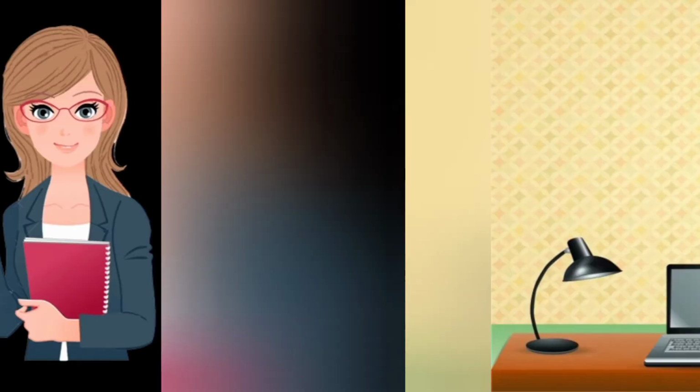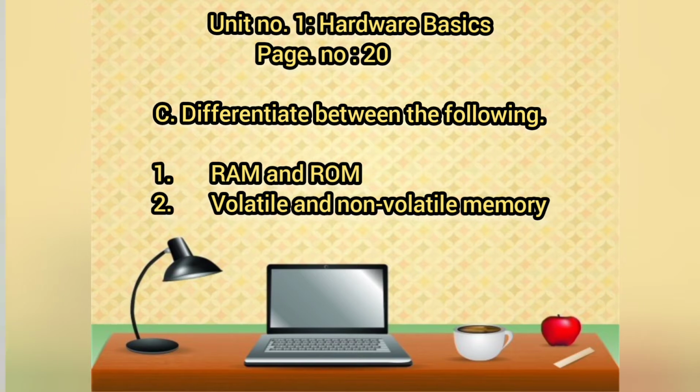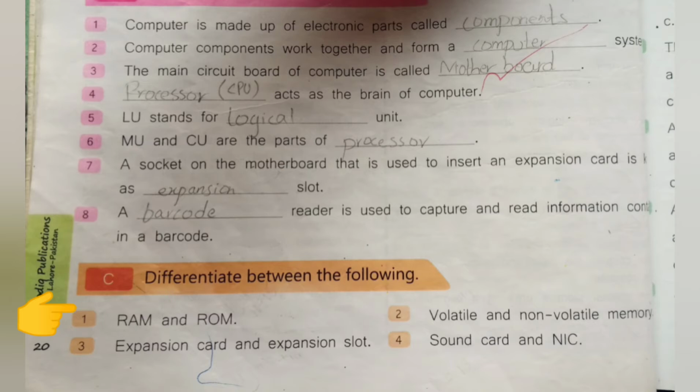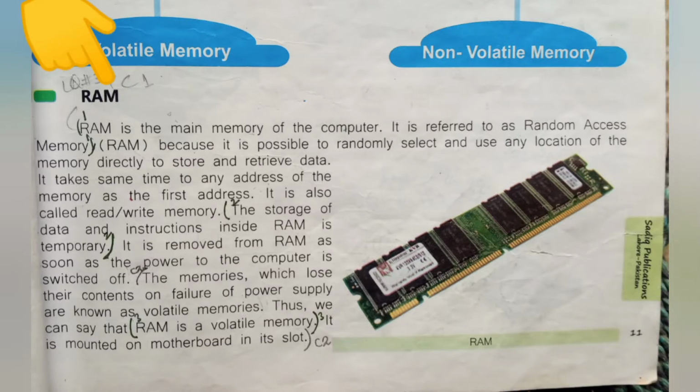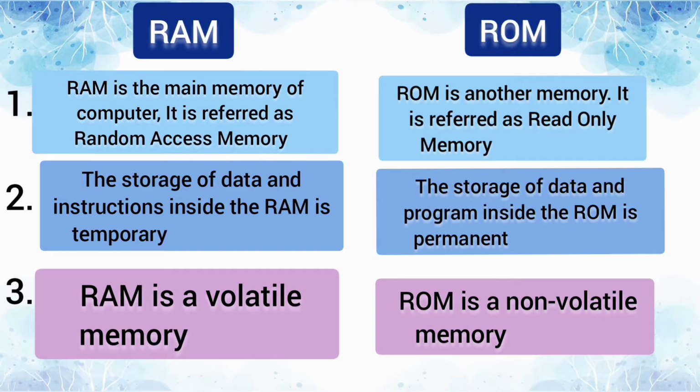In this session, we will discuss question number C part 1 and 2 of unit number 1 on page number 20. So let's get started. First of all students, we will discuss question C part 1, difference between RAM and ROM. And the answer of this question is on page number 11 and 12. And here you can see the difference between RAM and ROM.